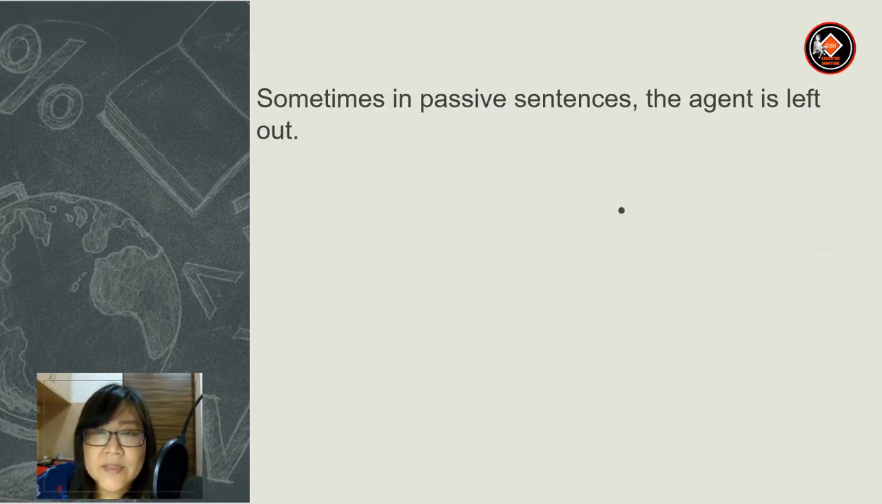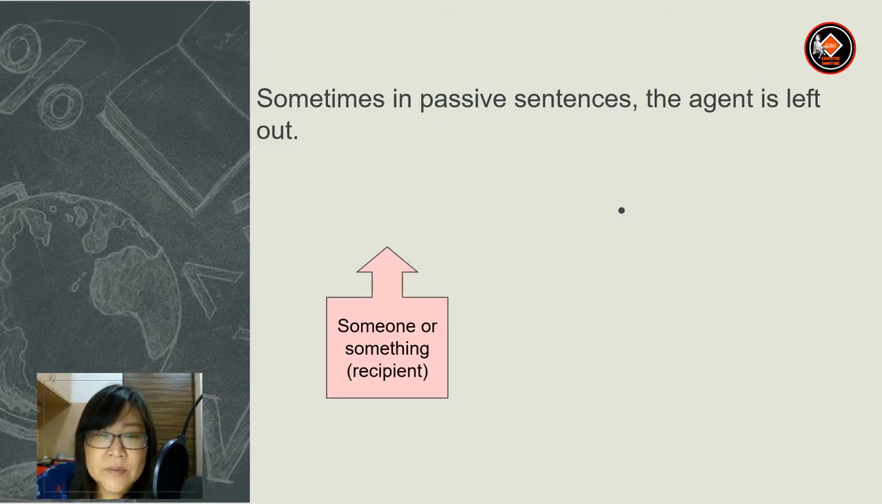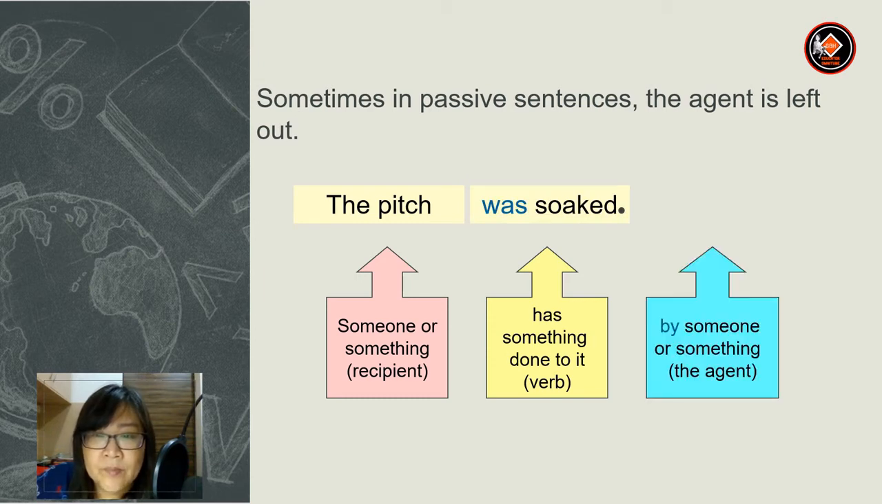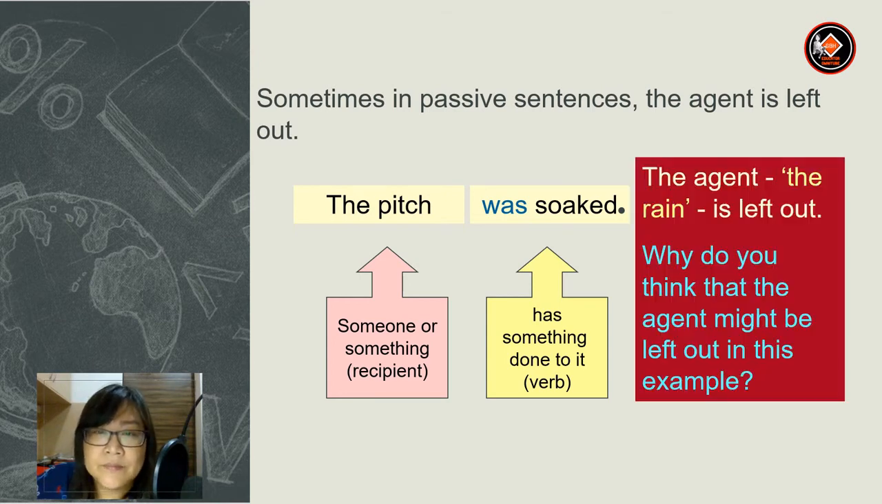Dear students, sometimes in passive sentences, the agent is left out. Example, someone or something which is the recipient, the pitch. Then we have something done to it, was soaked. By someone or something, the agent. By the rain. We can leave the agent, the rain, out. So why do you think that agent might be left out in this example?